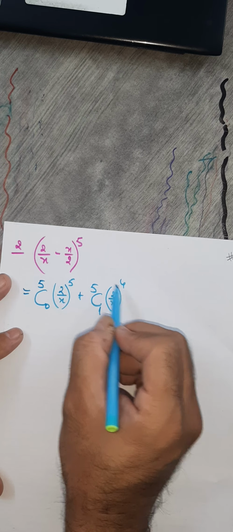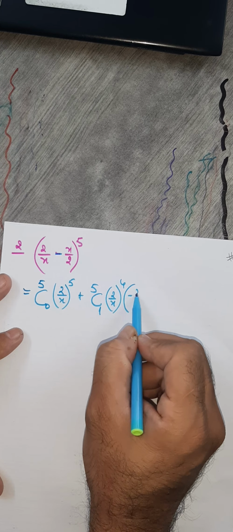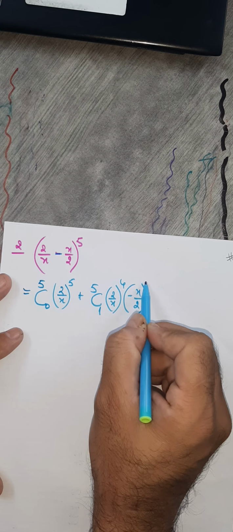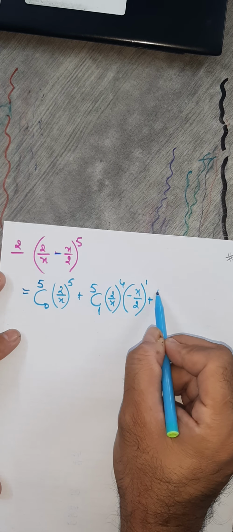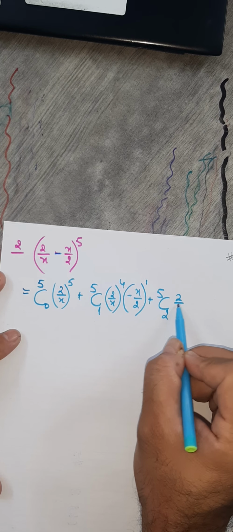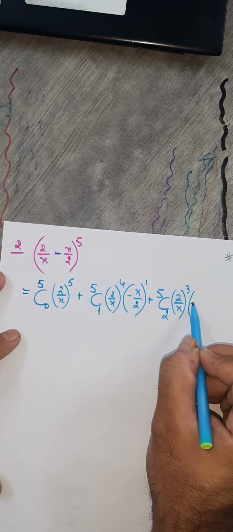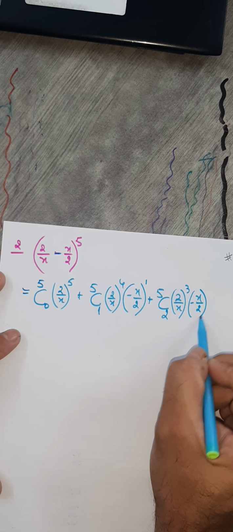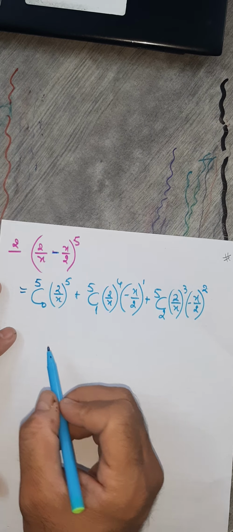Plus here 5c1. Decrease the power of this one by 1 and simultaneously increase, but the minus sign should be taken with this, remember, don't make the mistake. (x by 2) the whole raised to 1, plus 5c2. Now you decrease the power of the first term, (2 by x) raised to 3, and you are going to increase here (minus x by 2) raised to 2. Every time the total power should be this number.